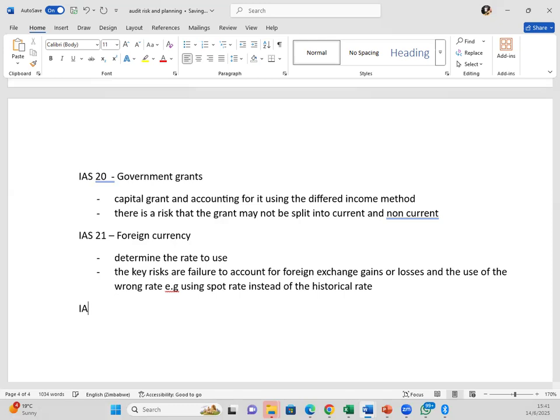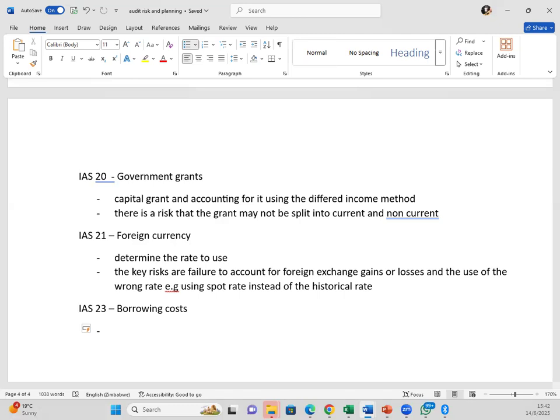So it means if you are doing F8, you need to know F7 as well. IAS 23 is a standard on borrowing costs. As an organization, we can borrow money to finance the construction of fixed assets. So the cost of borrowing in order to finance the construction of fixed assets, some of the costs are capitalized and some of them are treated as expenses.